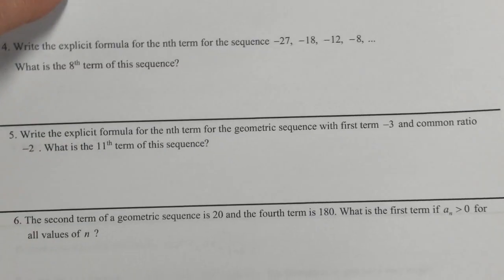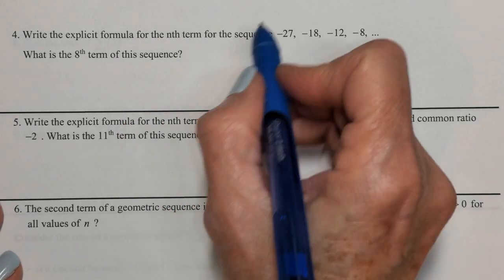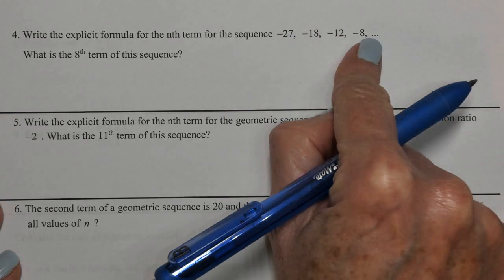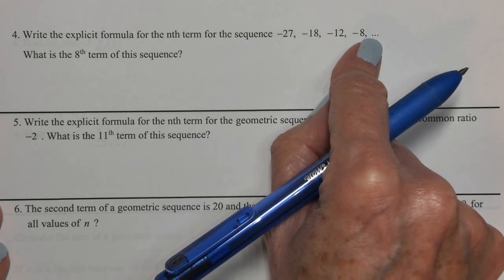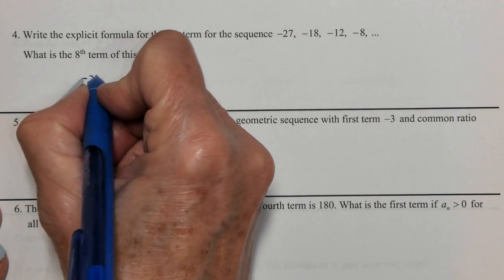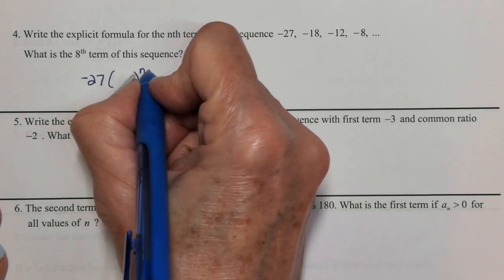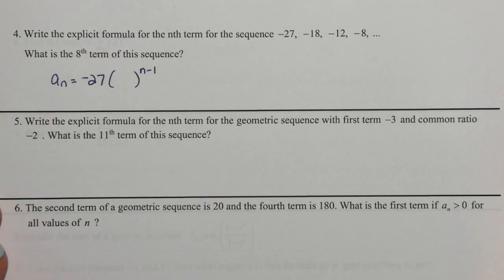Alrighty, let's do some examples. Should have stapled these together before I started this video, but that's okay. Alright, let's write the explicit formula for the nth term of this sequence. So here's my thought process. This is my first term. I think this is exponential. A geometric sequence is very comparable to an exponential function. So my first term is negative 27, and then I'm multiplying that by my r to the n minus 1. Okay, this will be my a sub n formula.